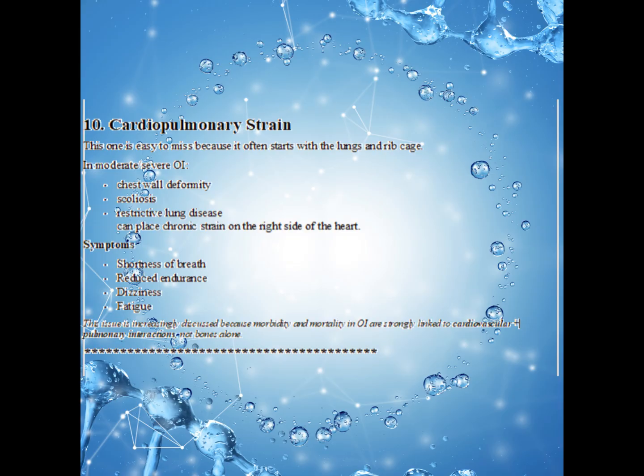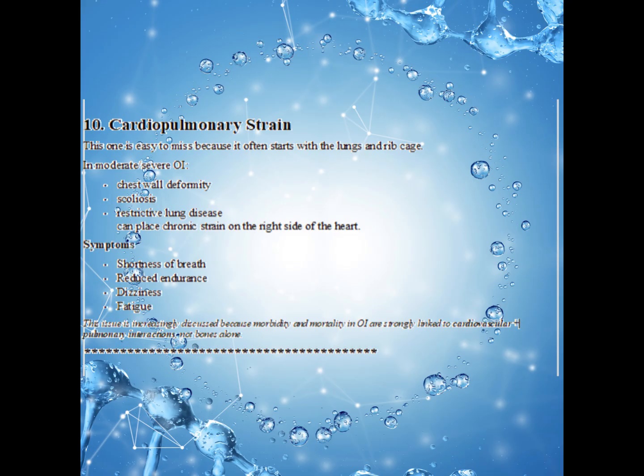Number 10, of course, is cardiopulmonary strain. This is something that is, I think, overtalked about and yet under addressed. It's one of the easiest to miss because it often starts with the lungs and the rib cage. In moderate to severe OI, you'll find a chest wall deformity. I used to always tell folks that my breathing wasn't real good because I'd broken my ribs so many times I never really learned to take deep breaths. Then I found out some folks had some serious torso issues.